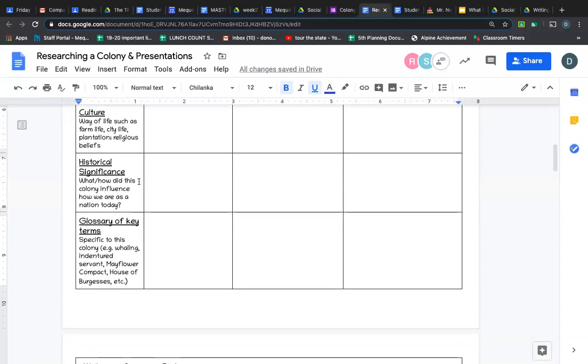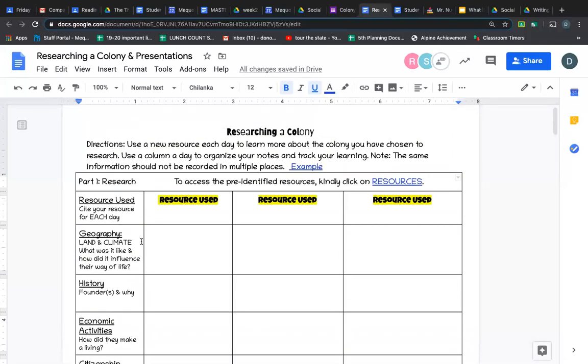And then we're looking at the glossary of key terms. Each colony is a part of a region, and in those regions we have certain vocabulary that is specific to that colony. Like we said, whaling, there's colonies that have indentured servants, there's the Mayflower Compact. So please include a glossary of key terms on that. This document is helping to guide you to get the right research that you need. Again, you need to use 3 resources, and you need to have 2 describing details within each of those subtopics.